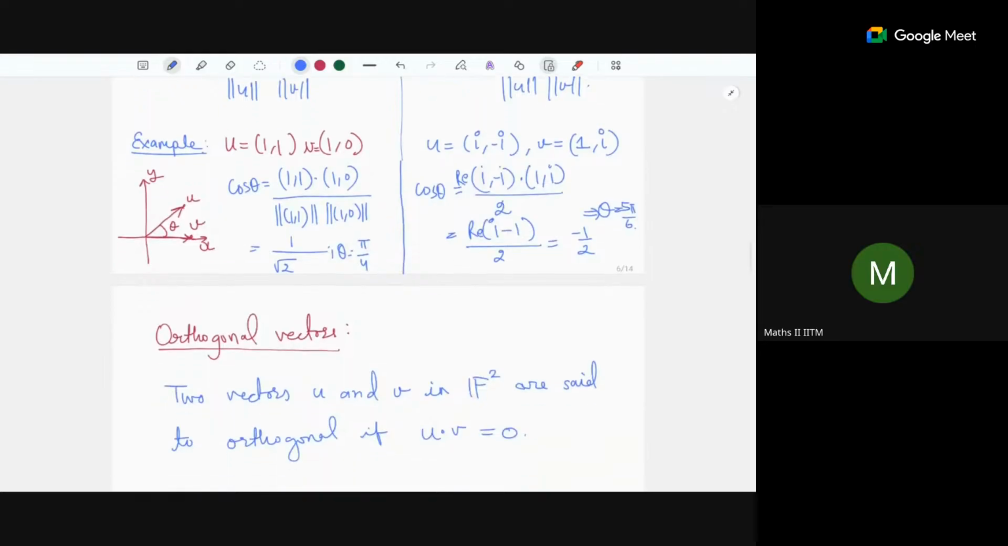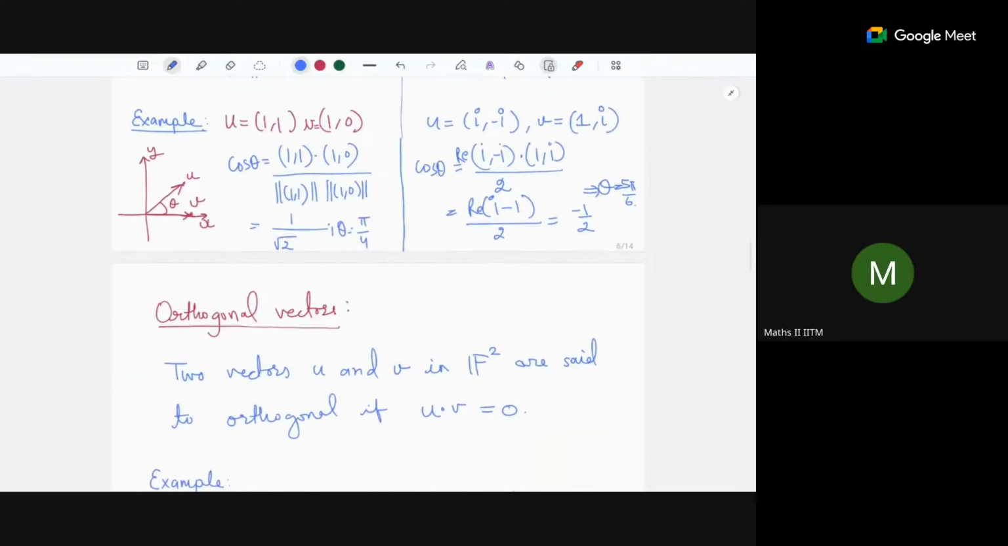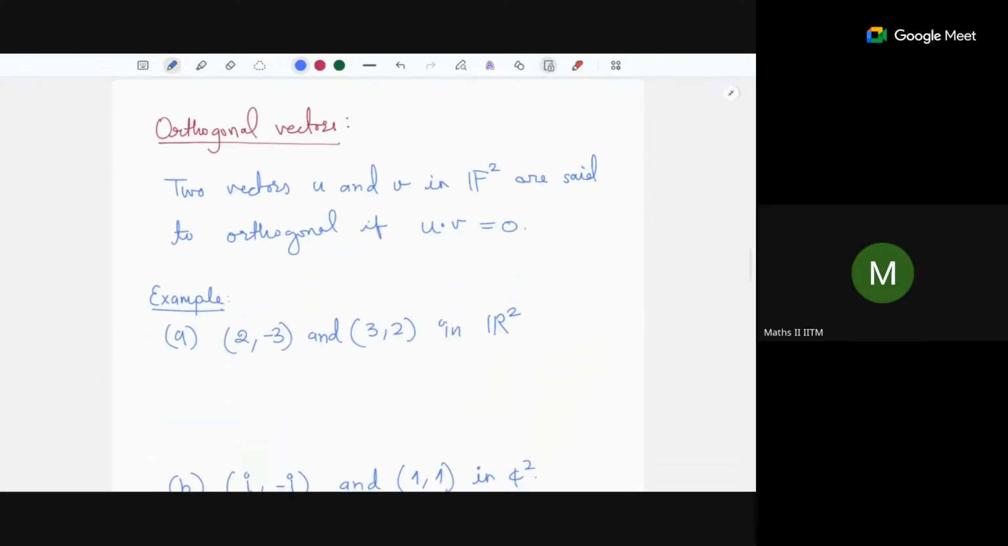Okay, so this is all good. Now, we have a concept of perpendicular vectors in R2. Vectors are going to be perpendicular to each other, and how do we formalize that concept of two perpendicular vectors in R2? We look at their dot product. If the dot product is 0, then they are perpendicular to each other.